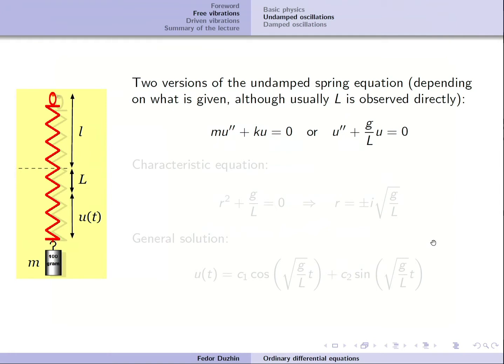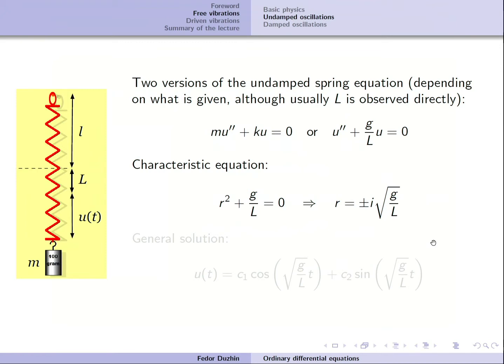Notice that the one with k is probably not so good because k cannot be directly observed. Of course, if you know k, then it doesn't matter, but usually you do not know k. You know g, the acceleration of gravity, you know L, which is directly observed, so how much the weight displaces the spring. But k itself is not directly observed.